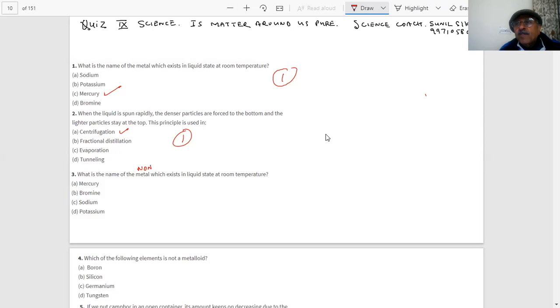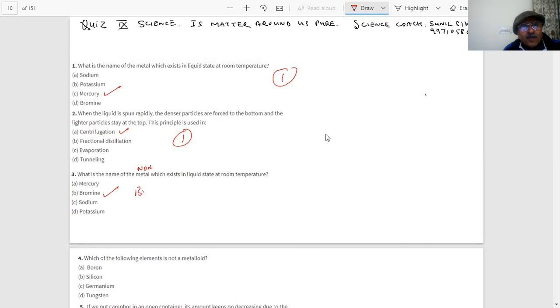Now we have changed the question from metal to non-metal. What is your answer, students, now? Which non-metal exists in liquid state at room temperature? You already answered that question. Partially you have given the answer. Sir, bromine. Yes, that is liquid bromine. Bromine is a non-metal, liquid bromine.